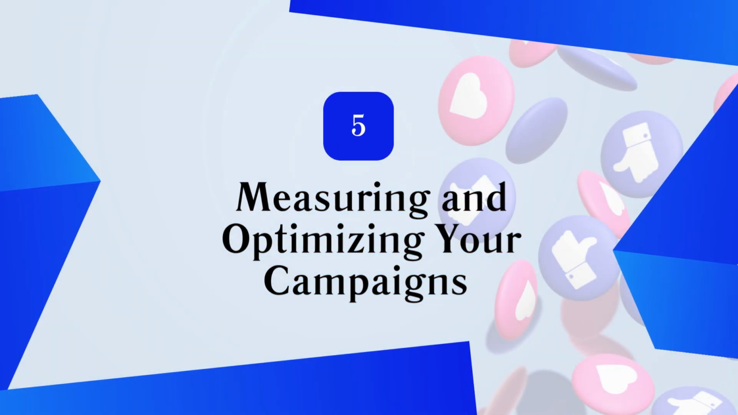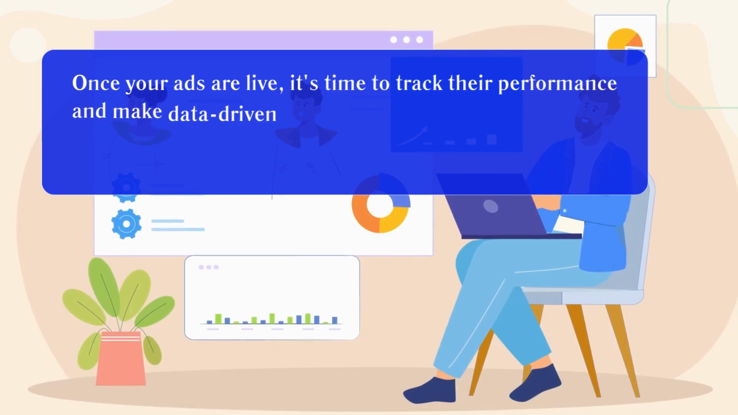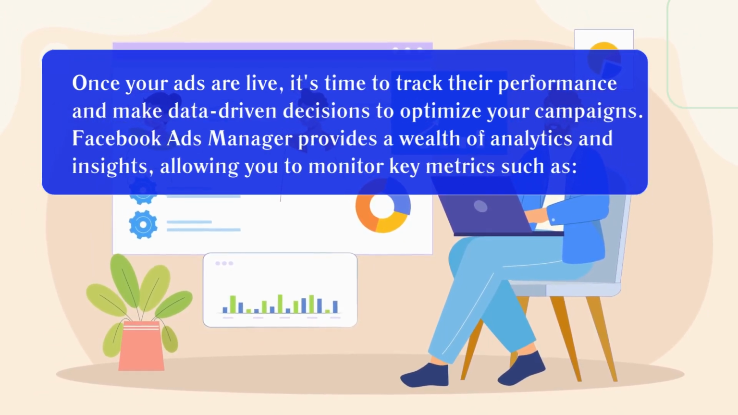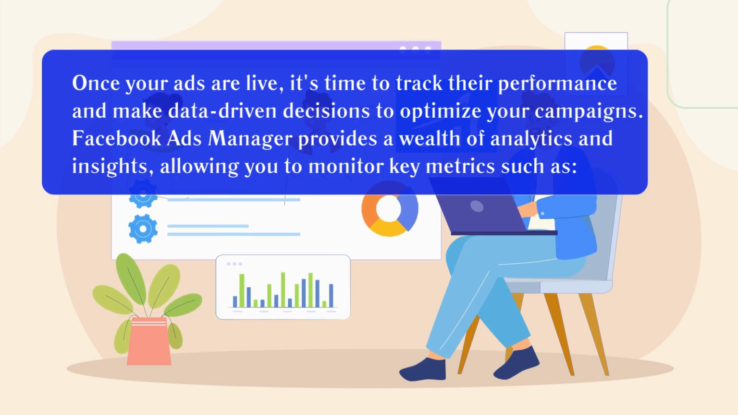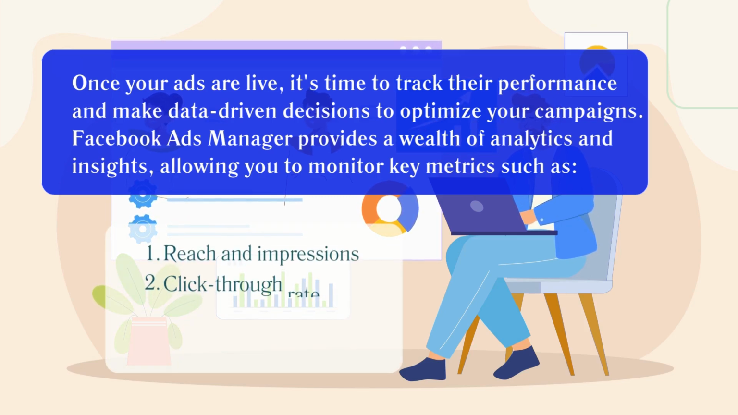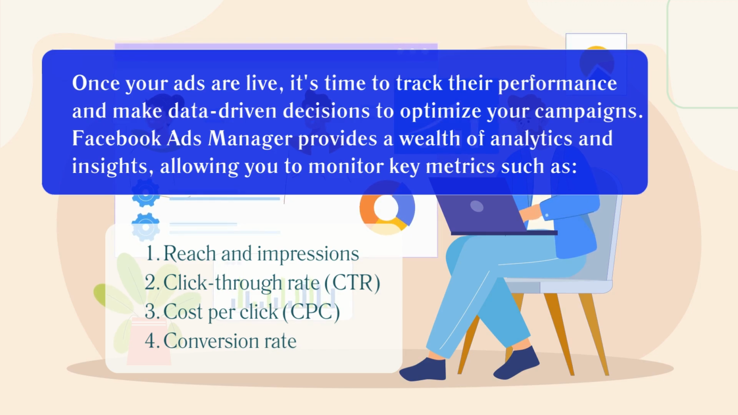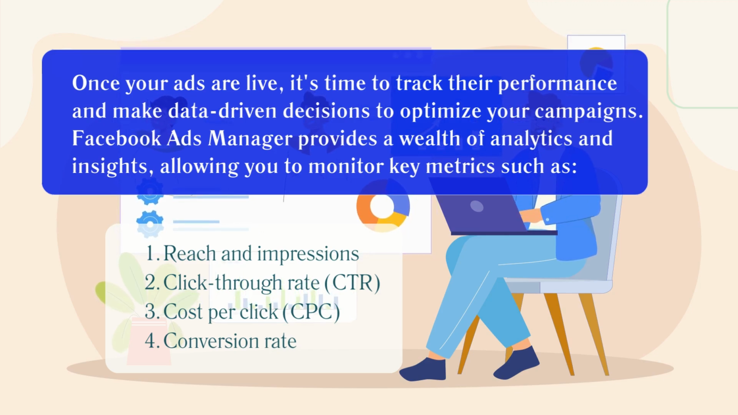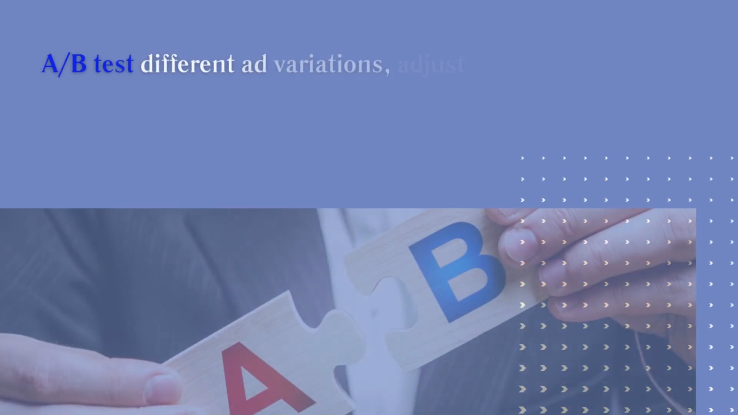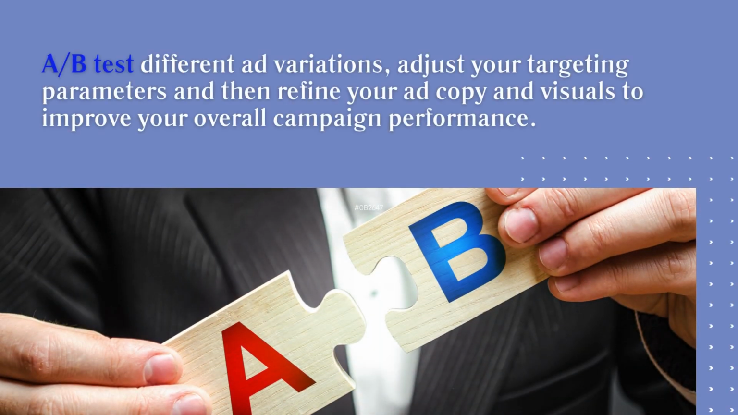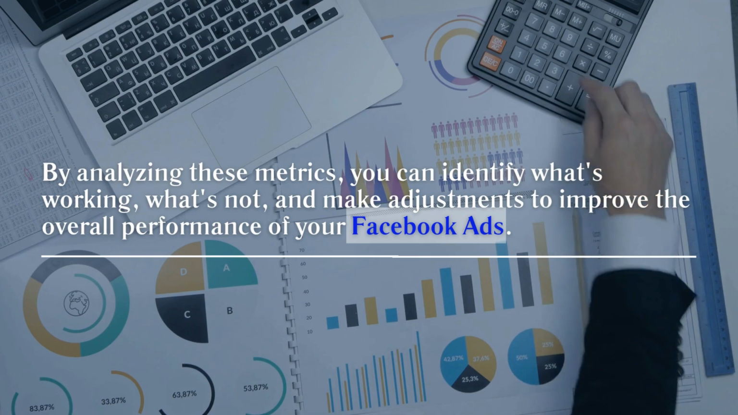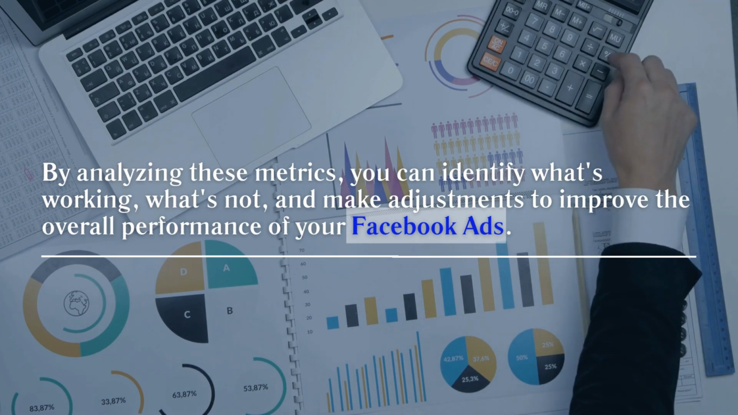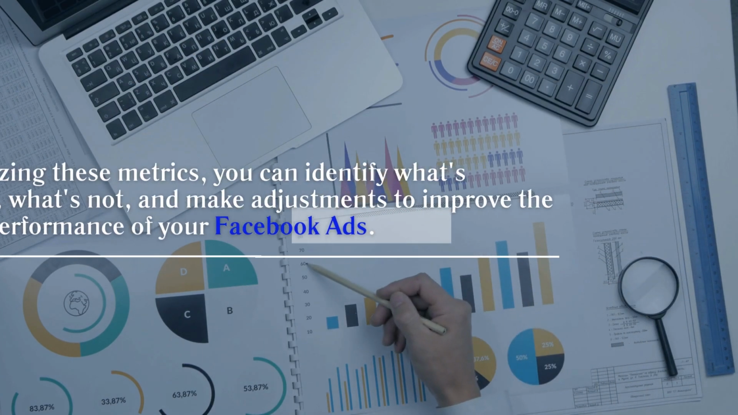Measuring and optimizing your campaigns. Once your ads are live, it's time to track their performance and make data-driven decisions to optimize your campaigns. Facebook Ads Manager provides a wealth of analytics and insights, allowing you to monitor key metrics such as reach and impressions, click-through rate (CTR), cost per click (CPC), conversion rate. Test different ad variations, adjust your targeting parameters, and then refine your ad copy and visuals to improve your overall campaign performance. By analyzing these metrics, you can identify what's working, what's not, and make adjustments to improve the overall performance of your Facebook ads.